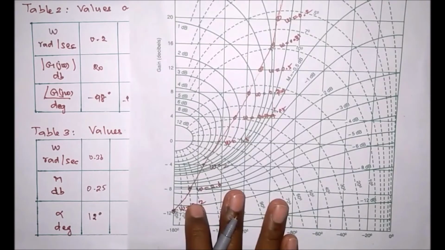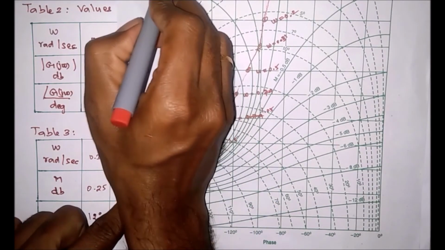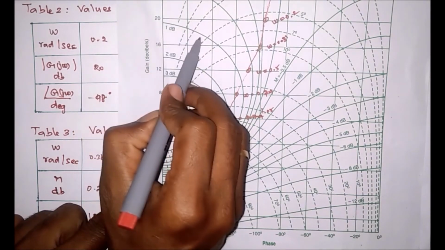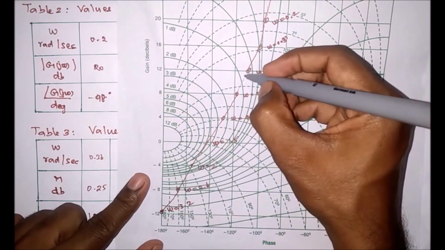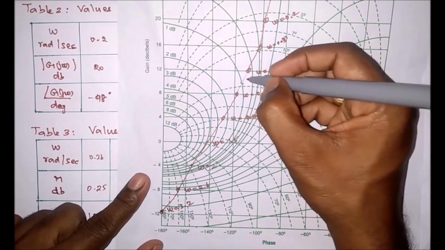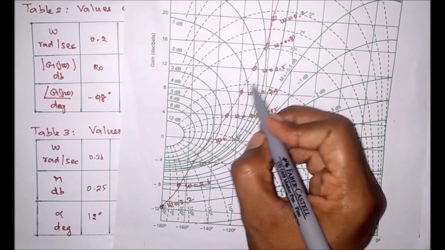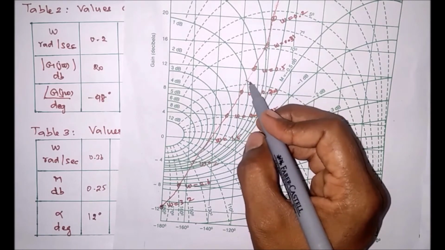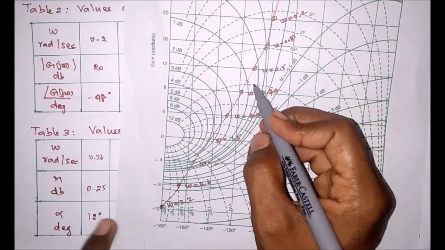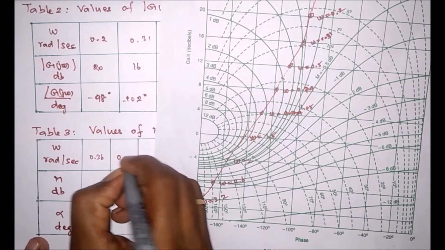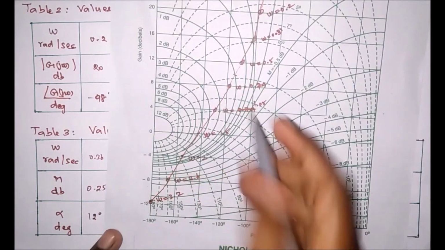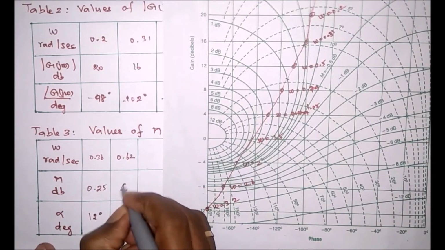Now next, after this 0.25, we can take 1. This circle is cutting at this point. Now at this point, what is the omega value? This is 0.74, this is 0.5. In between, if we measure, it will come around 0.62. Then the magnitude is 1, and here we have to write it as 1.